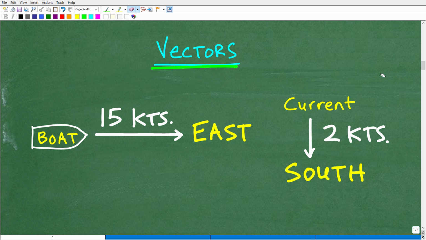But the current here, if you notice, its arrow is smaller than the 15 knots. That's because it's 2 knots and it's pointing in the south direction. So a vector, you can think of as an arrow where the length of the arrow represents the magnitude or speed, and the direction of the arrow represents the direction of that speed, or of that object in motion, or things like wind or current. Hopefully that makes sense, and we'll get back to vectors in a second.